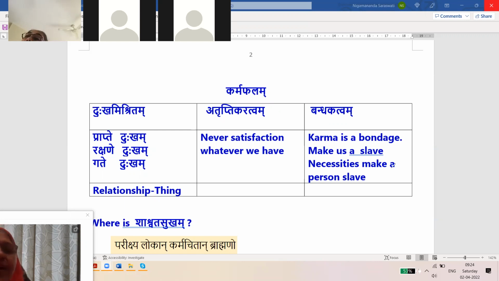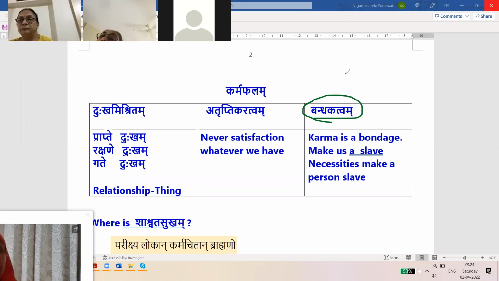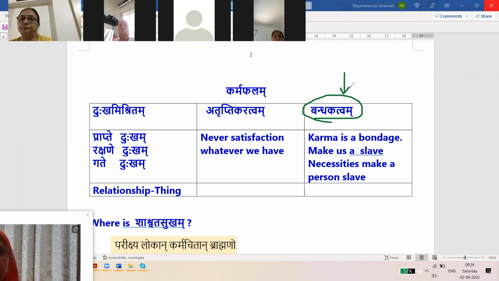It means we always become a slave of our servant, or whatever necessity we have, these necessities always make a person a slave, gulam, what we say. So it's called bandhakatva. So all karma phala has 3 types of defects: dukhamishritatvam, atrupti karatvam, bandhakatvam.